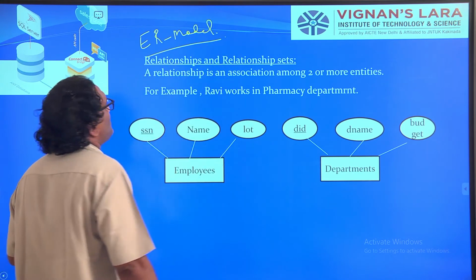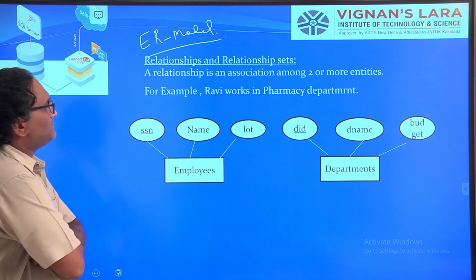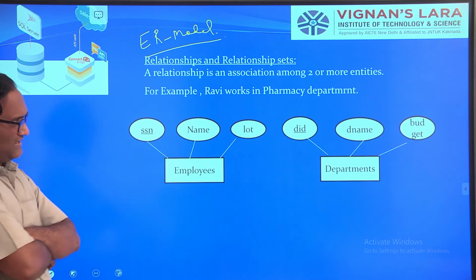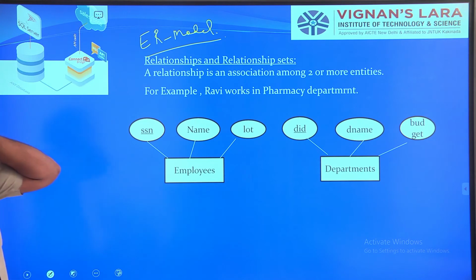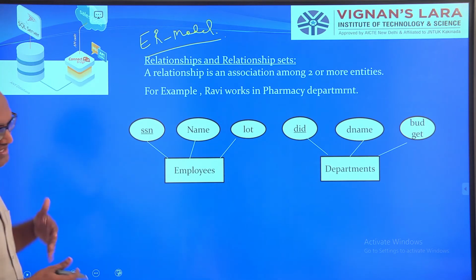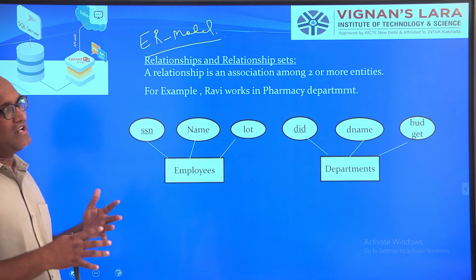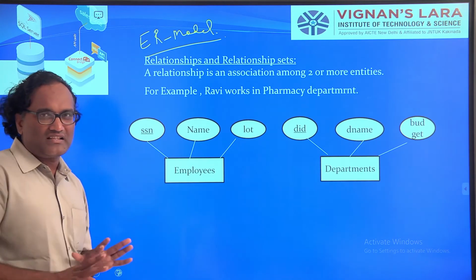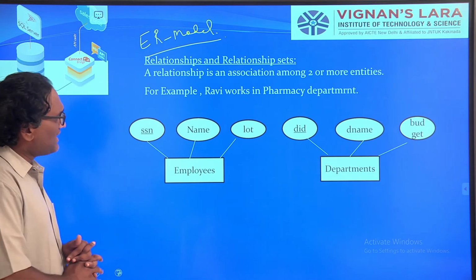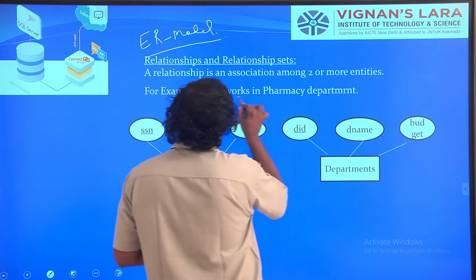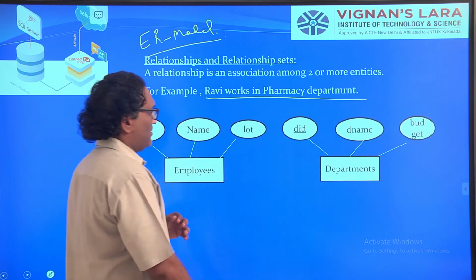Now, relationships and relationship sets. A relationship is an association among two or more entities. Entities means rows. Generally, entity set means a table, but we can also speak of a table as an entity, no problem. For example, Ravi works in pharmacy department.